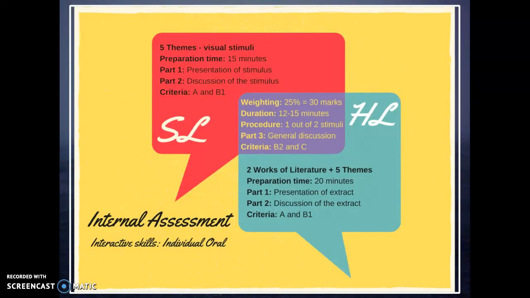Next, we are going to look at the standard and higher level individual oral. This overview will again provide teachers with understanding and clarity as it breaks down the complexities of the reading in a visual summary.